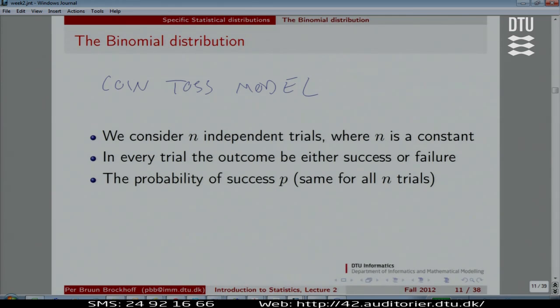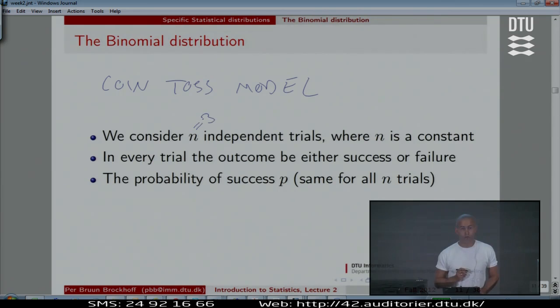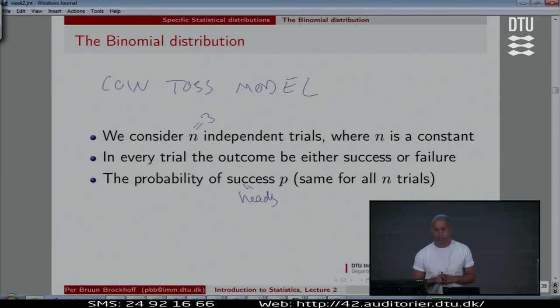So, I'm going to do a little thing. I'm going to say that we have 3 independent trials. So we throw a coin 3 times. It can be either success or failure. That would be heads or tails. The probability of, let's call that success, that's a generic term, let's call that heads here, we call that P.